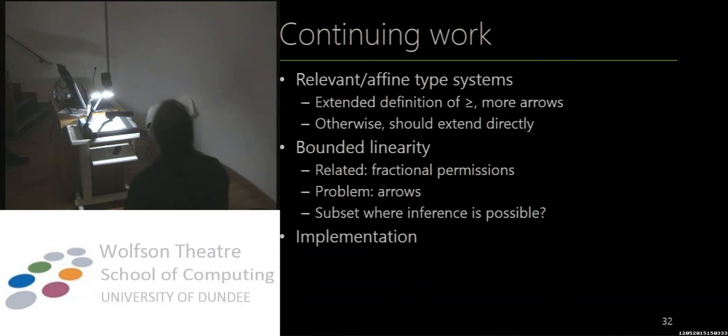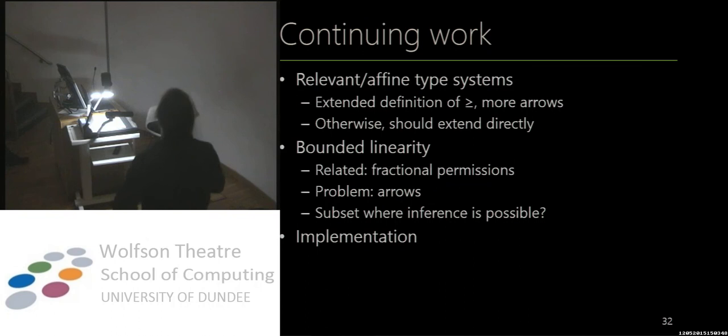There are lots of other sorts of substructural systems you might want to have. So for example, affine type systems are kind of popular. This says, well, it's fine if I throw things away, but I don't want to have more than one copy of them. These systems all fit very nicely into this framework.